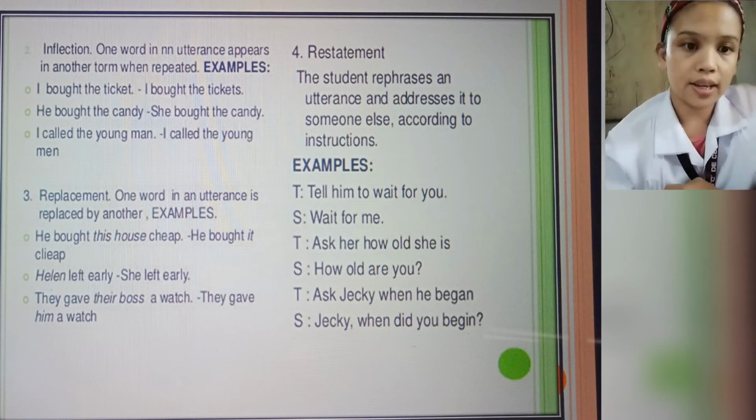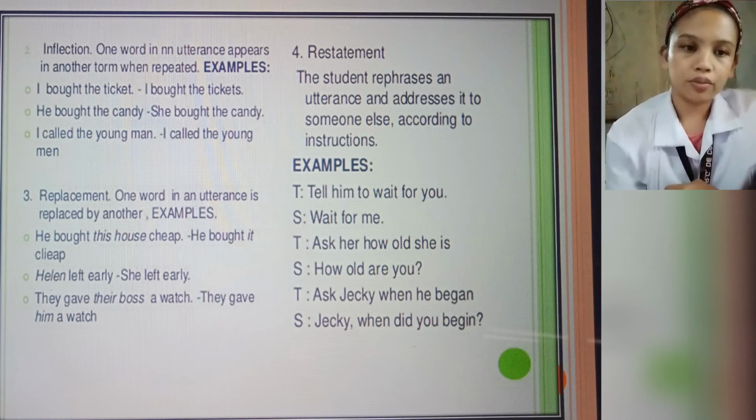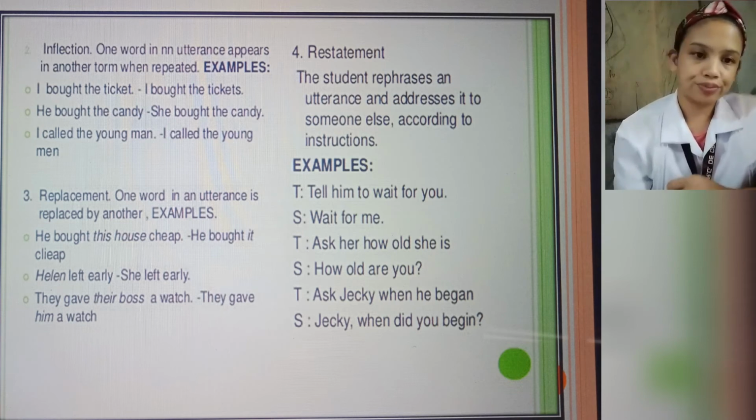Here's another example. I called the young man. I called the young man. So, the word called is the repeated word. So, this is the example of inflection.